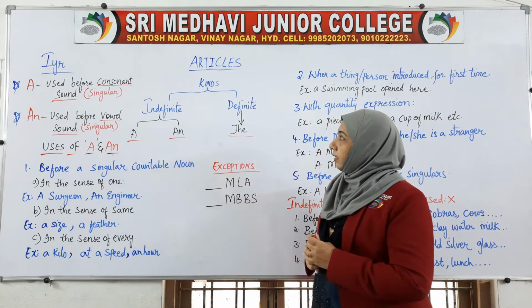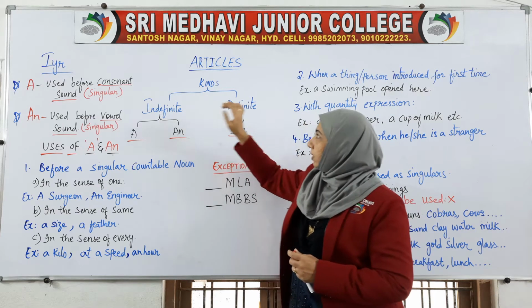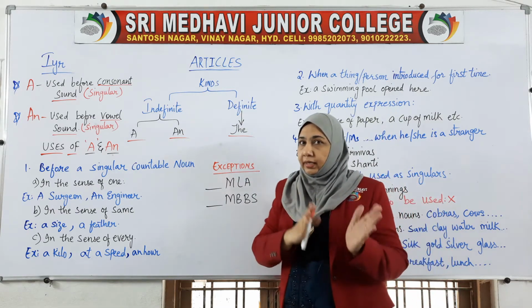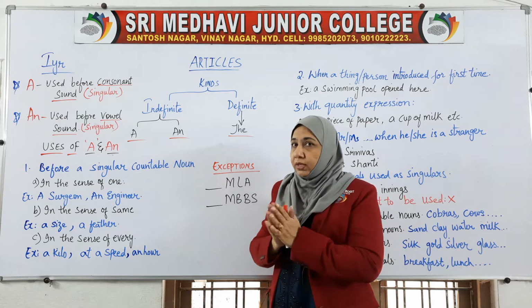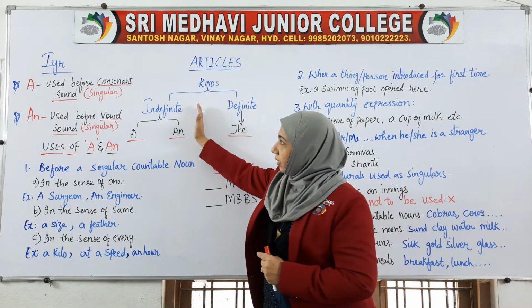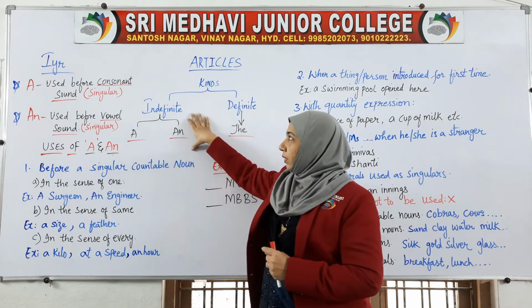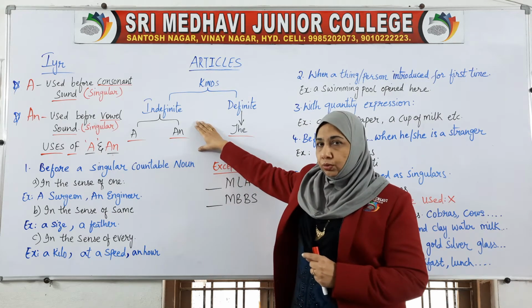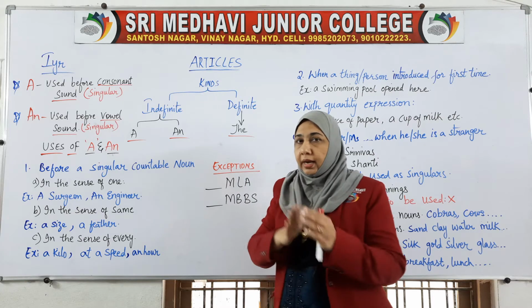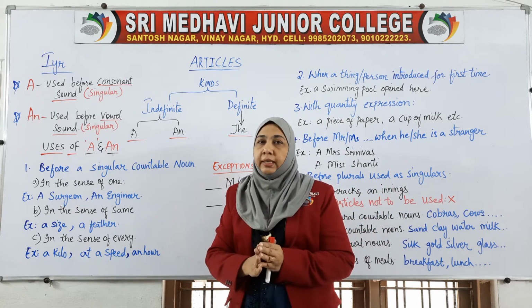Now in the articles there are two kinds. One is indefinite, the other is definite. In this particular class we'll study only indefinite articles. The indefinite articles are a and an. A and an, both of them are used as indefinite articles.